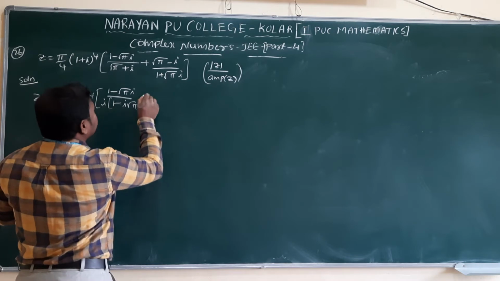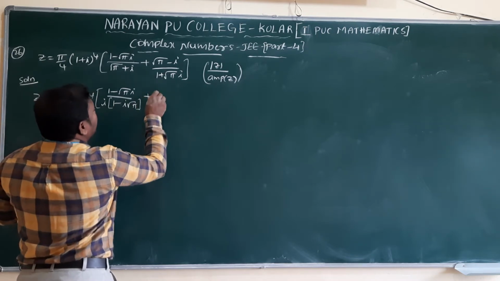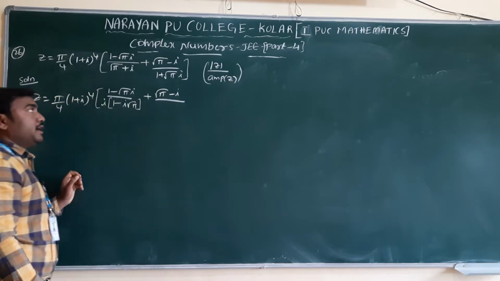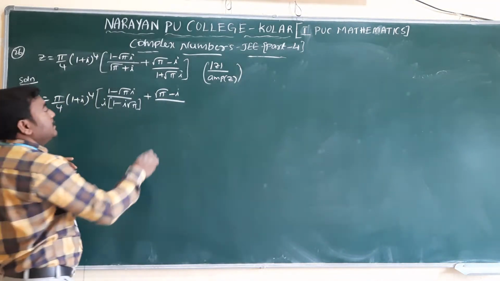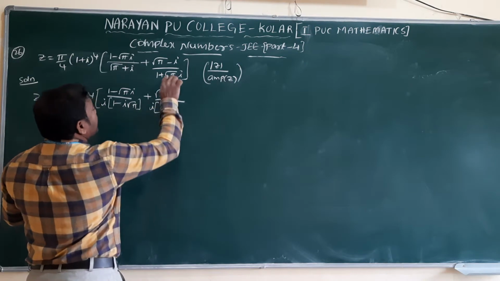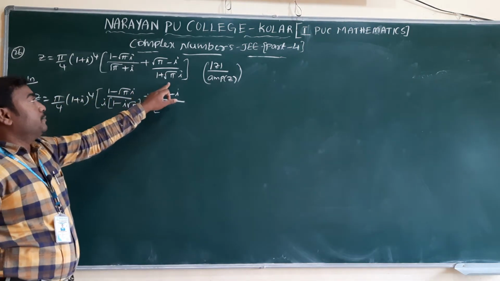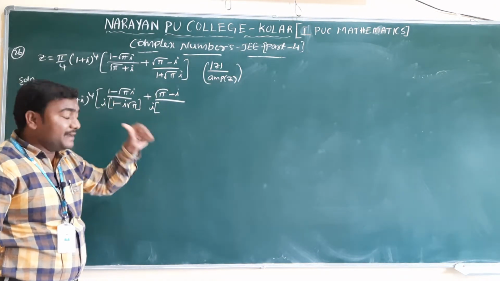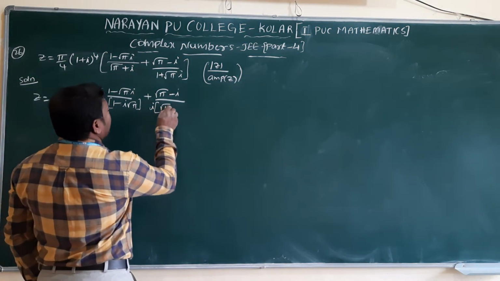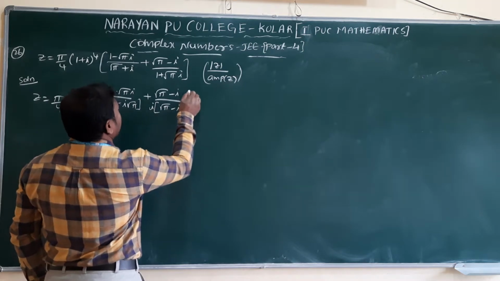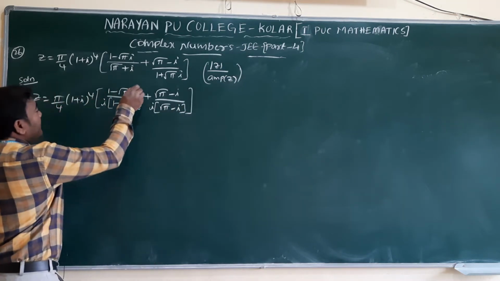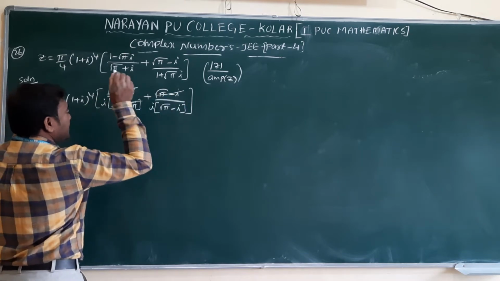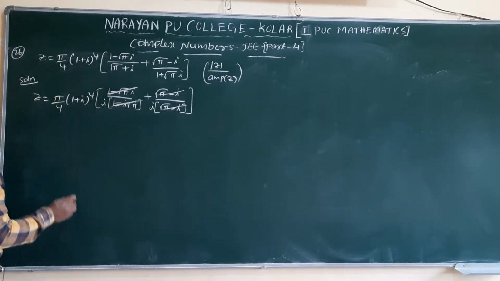Plus root pi minus i. Here also in the denominator we have to take i common. Here 1 by i plus root pi, 1 by i value is minus i. So minus i plus root pi, we have to write directly root pi minus i. So now here 1 minus root pi i, 1 minus i root pi, and root pi minus i, we have to cancel.